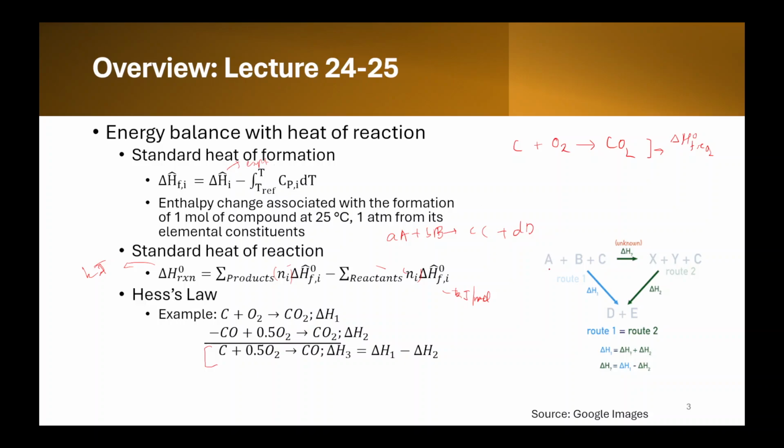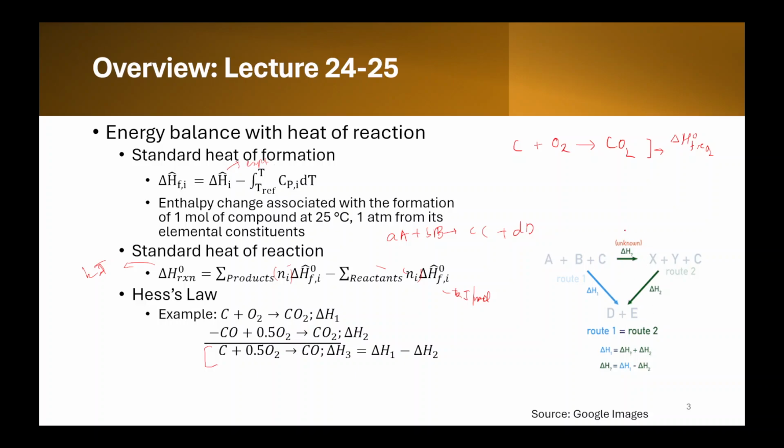So what you can take is route 1, that will be delta H1, you know that. Also you can take another route, suppose, A plus B plus C giving X plus Y plus C, and then giving D plus E. So there will be some heat of reaction for this route and this reaction and this reaction as well. So the resultant of this will be this delta H1, because you need the final reaction here.